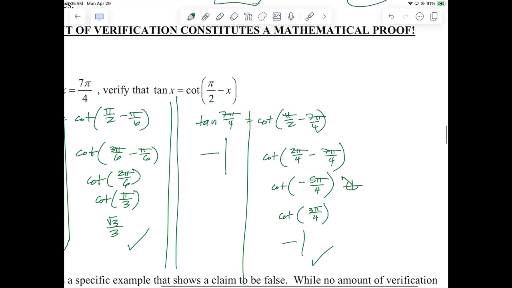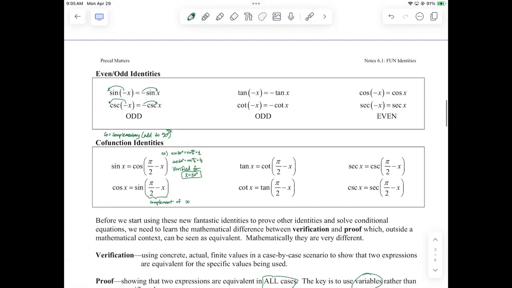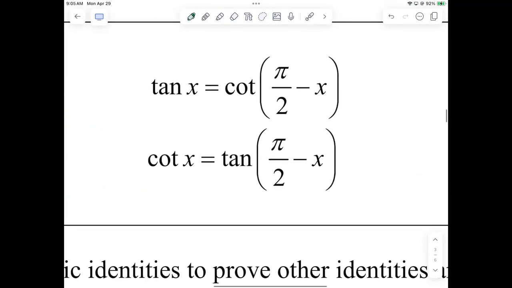Yeah. So do you trust this identity now to work every time? After we verified it only twice for only two angles, do you trust it to work every time? I wouldn't, not after two tries. Now, I told you up here that it is an identity. So if you take me at my word and trust me that it is in fact an identity, then you can say, I have a feeling it works for all values in the domain. And you're right, it does.